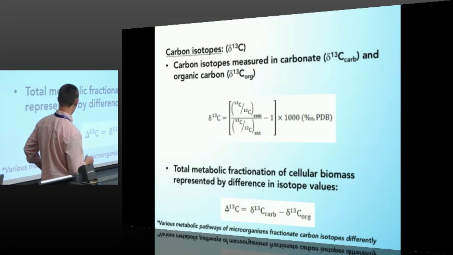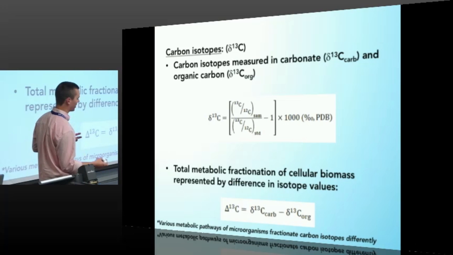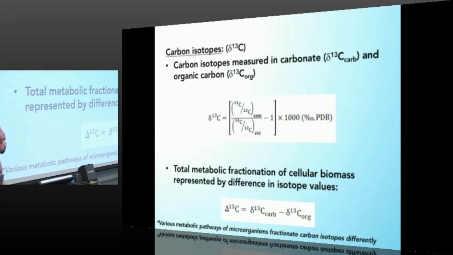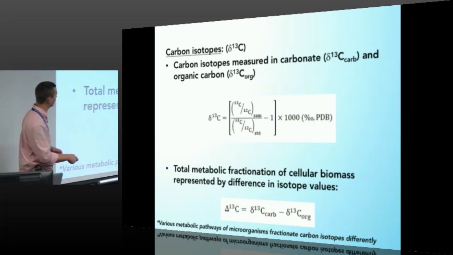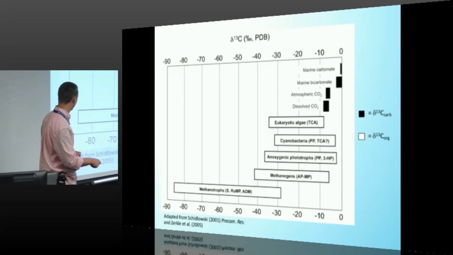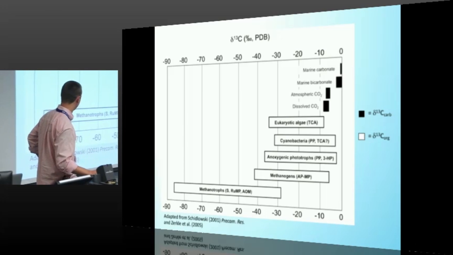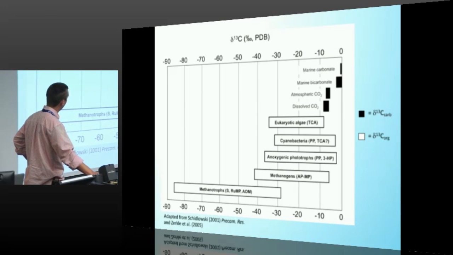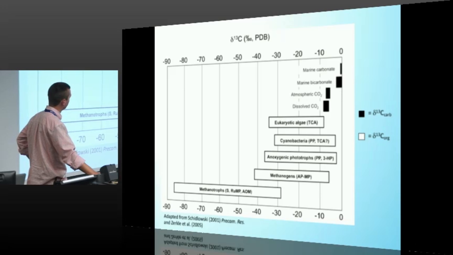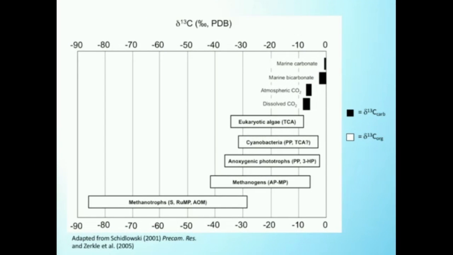The catch is that various metabolic pathways of microorganisms fractionate carbon isotopes differently and to different extents. That's what's shown on this plot here, adapted from Manfred Schidlowski in 2001 and Zerkle et al. in 2005. So what this basically shows is average compositions for the inorganic species in black. So you have marine carbonate, bicarbonate, atmospheric CO2, dissolved CO2, all roughly between 0 and -10 per mil. So in carbon isotope terms, that's relatively heavy.